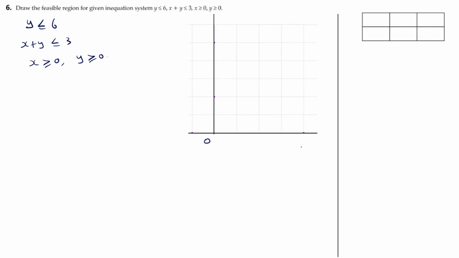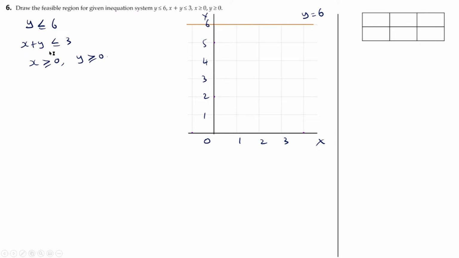So let us draw the x-axis and the y-axis. Here y less than or equal to 6. First let us draw the line y equal to 6. Y equal to 6 is a straight line which passes through 0, 6 and parallel to the x-axis. So this is y equal to 6.